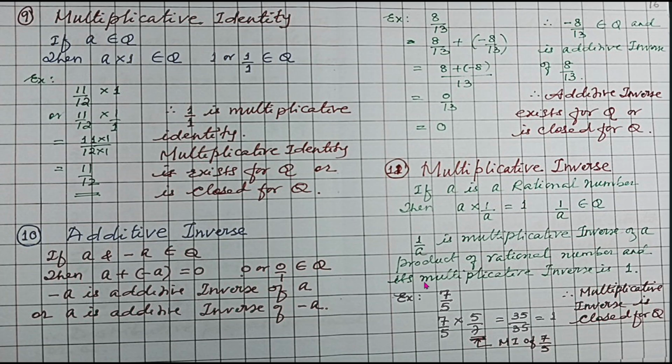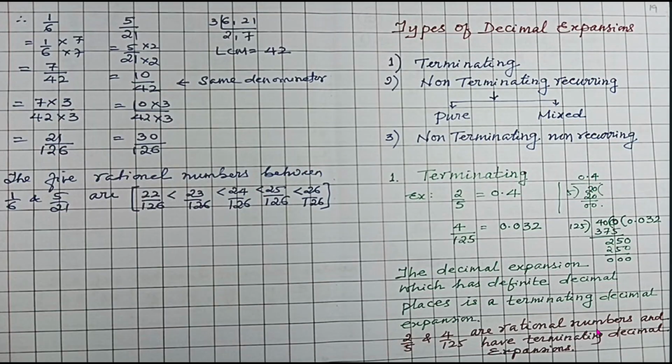For example, 7 by 5 is a rational number. When I multiply by its reciprocal, that is 5 by 7, by changing the numerator and denominator, we get 5 by 7. When we multiply it, we get 35 by 35, which is equal to 1, which is 100% true for a set of rational numbers. Therefore, multiplicative inverse is also closed for a set of rational numbers. So please remember that.